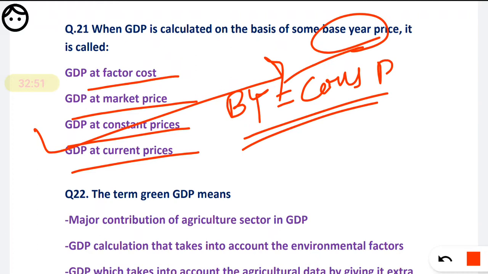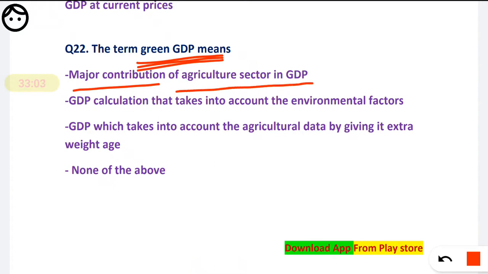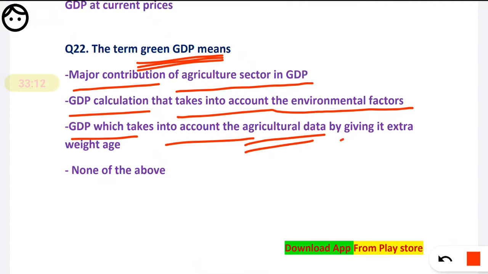Okay, now the next question, the term green GDP refers to. What do you mean by green GDP? See the options. Major contribution of agricultural sector in the GDP; the GDP calculation that takes into account the environmental factors; GDP which takes into account the agricultural data by giving extra weightage; and none of the above.